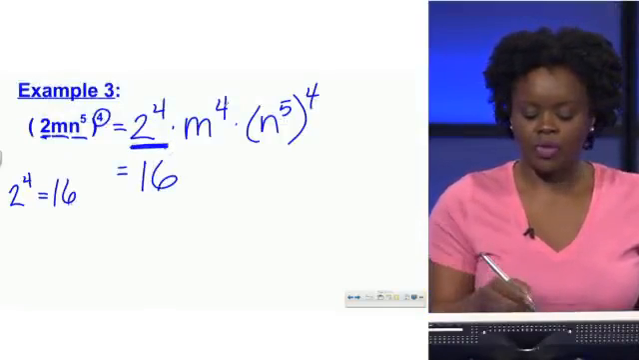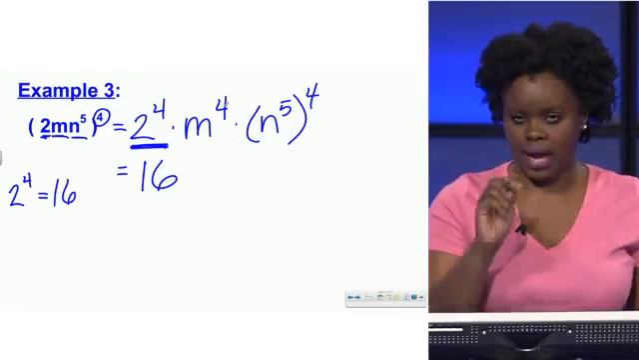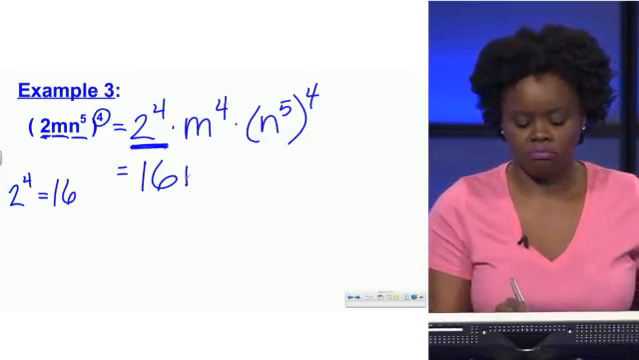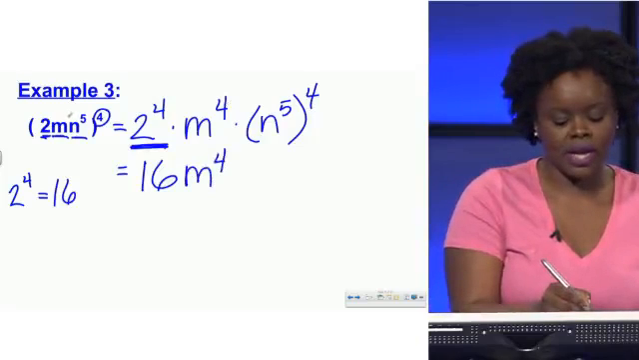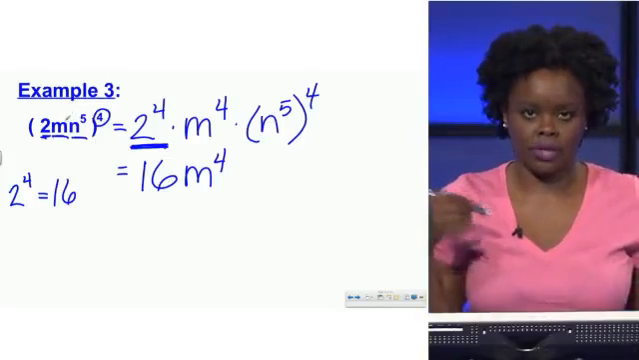M to the 4th, I kind of did a little shortcut there. I did a little different than I did that other one that had a 1 inside for the exponent. It's just going to save me a little work. It's just m to the 4th. Because I know there's a 1 there that I don't see. So it's not really like you're changing anything when you raise that to the 4th power.